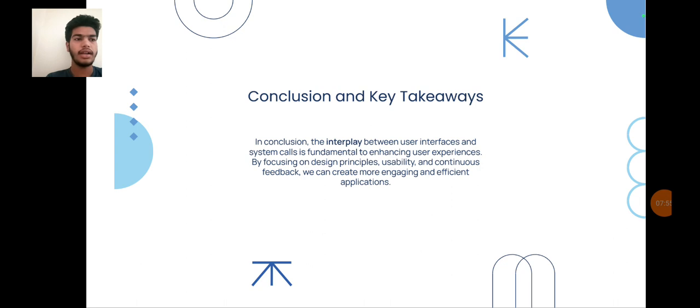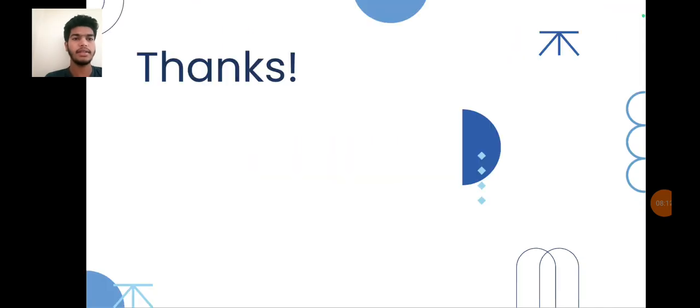Conclusion and key takeaways. In conclusion, the interplay between user interfaces and system calls is fundamental to enhancing user experience. By focusing on design principles, usability, and continuous feedback, we can create more engaging and efficient applications.